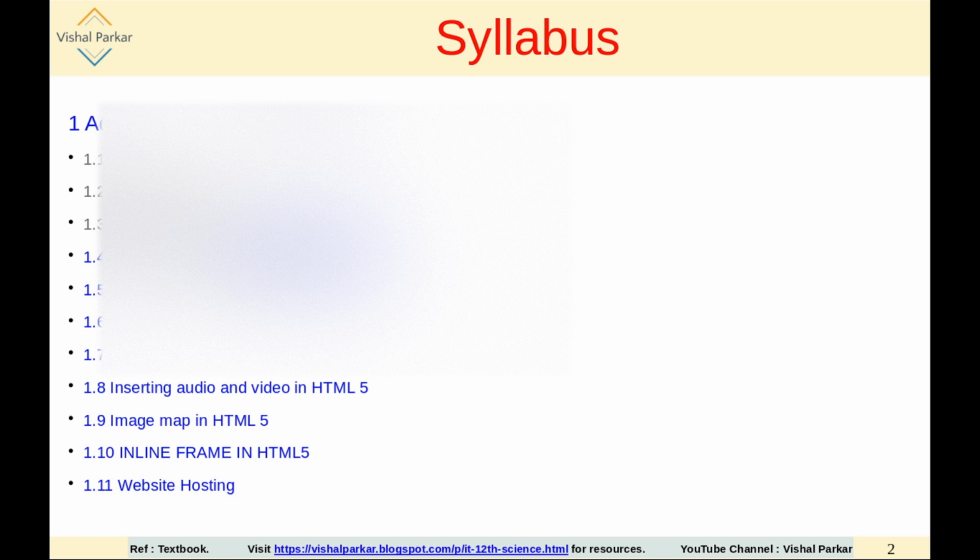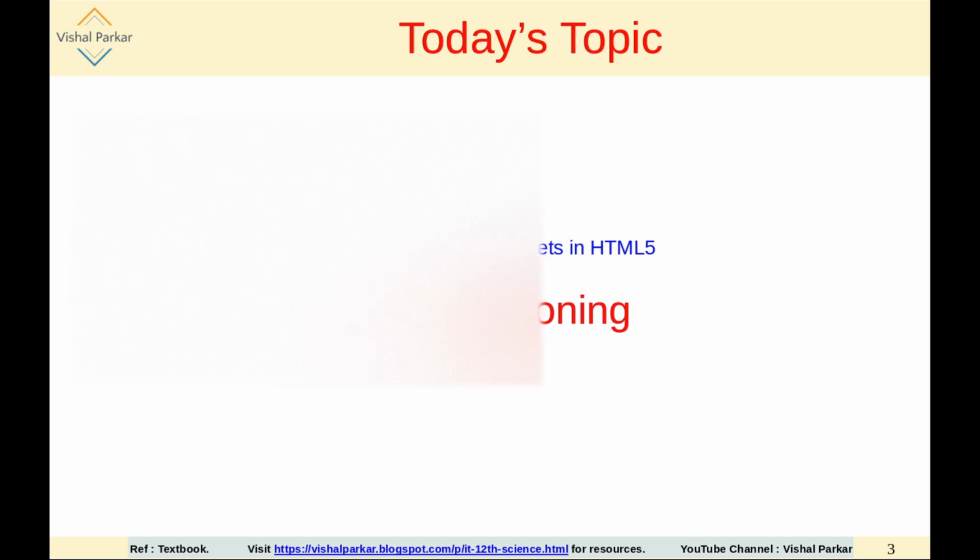As we have just seen in the syllabus, we have started with the Advanced Web Designing, and we have covered forms in HTML5 as well as the meta tag. We are into the cascading style sheets in HTML5, and today specifically we are going to see CSS positioning.